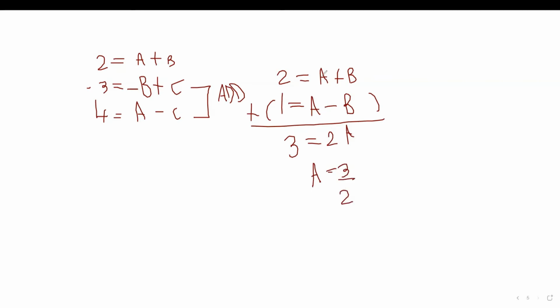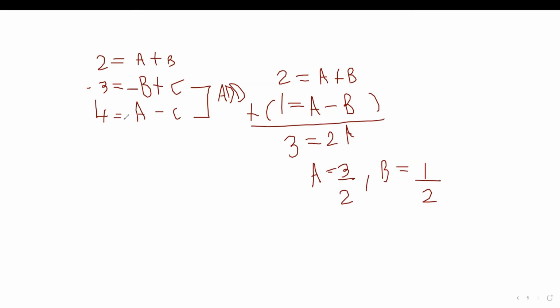If A equals 3 over 2, we can subtract 3 over 2 from 2. And just by looking at it, that's clear as daylight. B has to be a half, because 3 over 2 is 1 and a half. 1 and a half minus a half is 1, and 1 and a half plus a half is 2. So that's clear as daylight. B is a half. Now we need to find C.